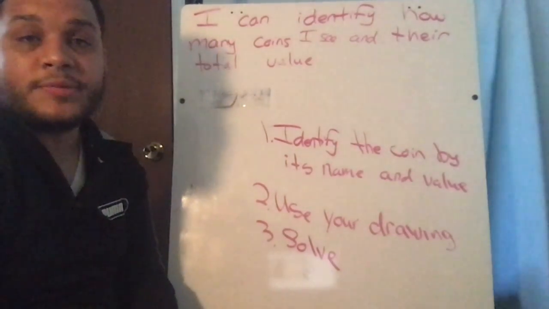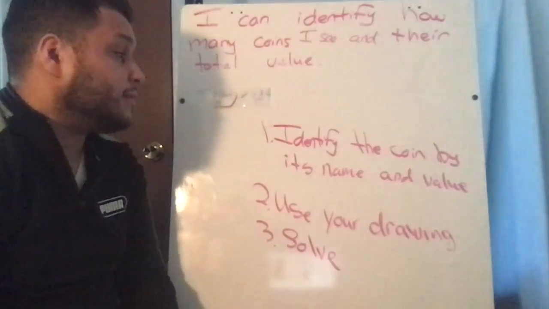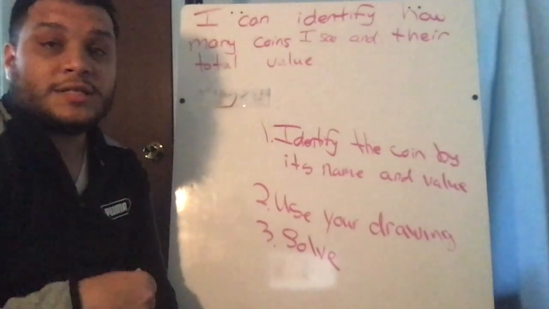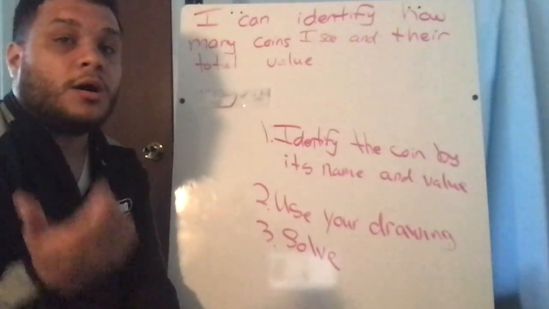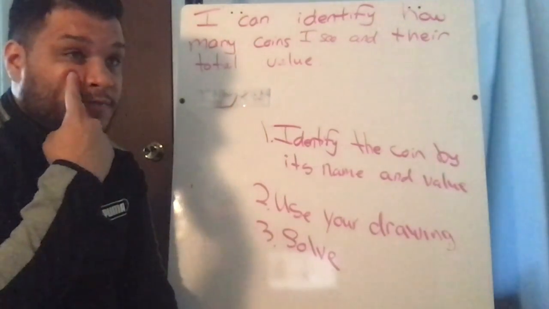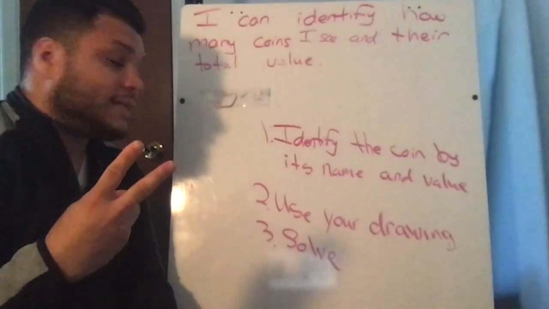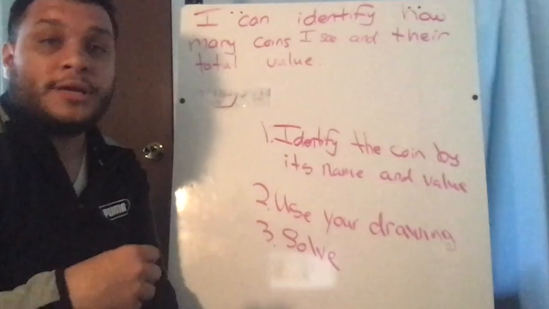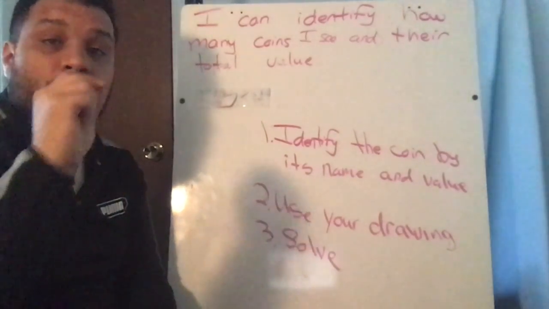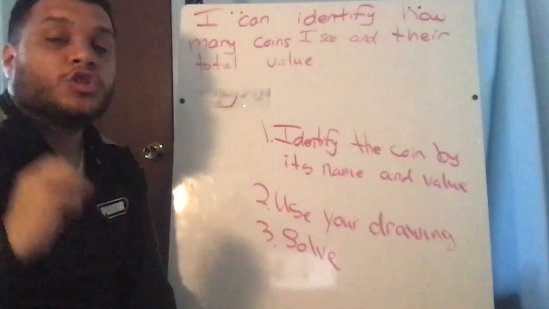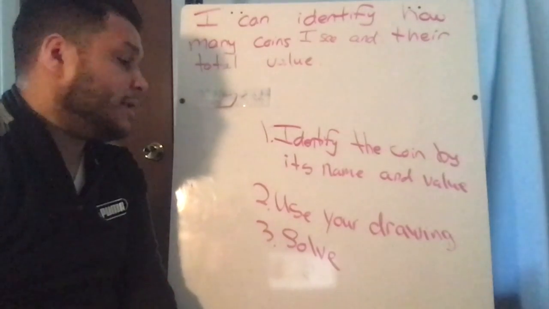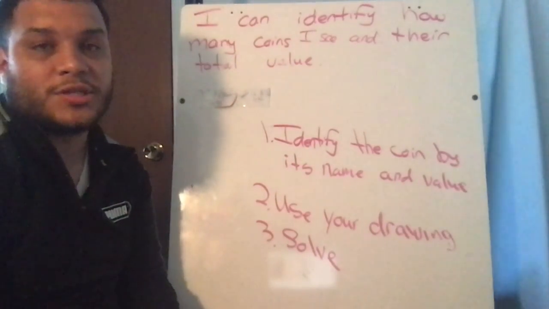Those are the 3 steps that we used today. We identified the coin by its name and its value. So when we saw our 3 pennies, we identified that it was a penny and it was worth 1 cent. Our second step was to draw pictures. So we drew 3 single cubes to represent our pennies, and our third step was to solve.